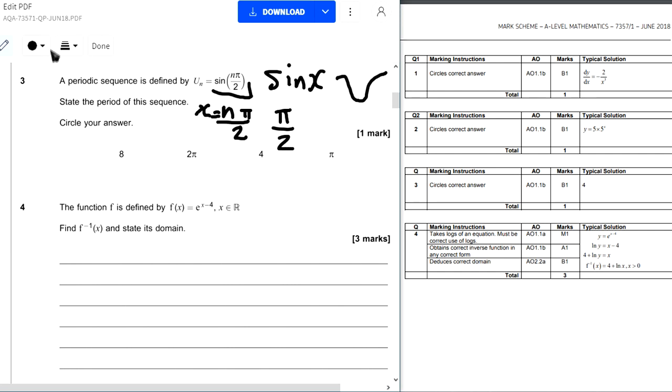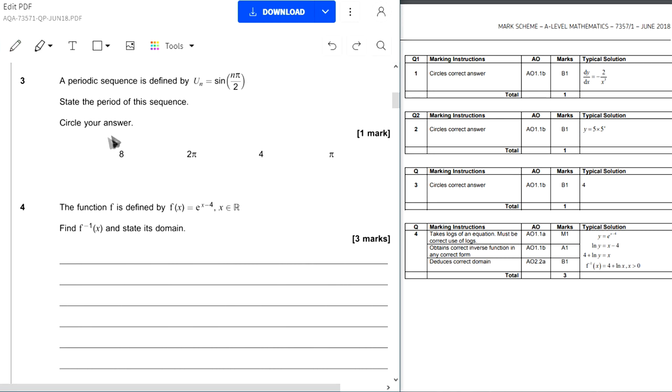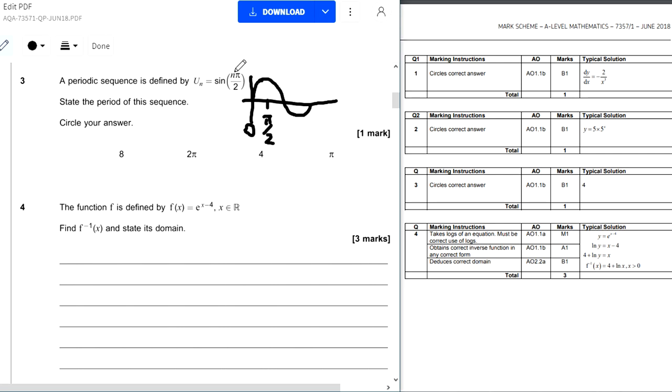So to visualize that a bit better, maybe if I draw sine of x. So here we have sine of x. When n is 0, we have 0. When n is 1, we have pi over 2. And when n is 2, we have pi, which is there. And I'm sure you can see the pattern here, 3 pi over 2, and then 2 pi.